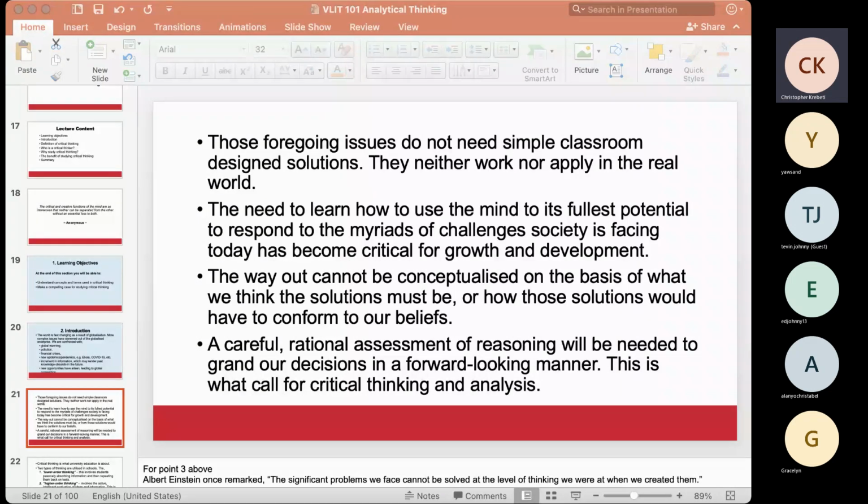How? You receive information into your mind, you process it. In the first place, are we ready to receive the information? Very important. Very, very important. So the way out is that we cannot conceptualize our solutions on the basis of just using classroom solutions. No, we can't do that. And we cannot do that on the basis of our beliefs.